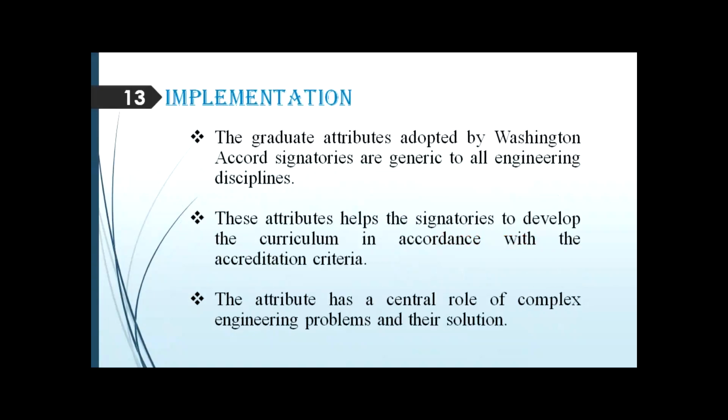Now, there are some graduate attributes adopted by Washington Accord signatories, which are generic to all engineering disciplines: electrical engineering, electronic engineering, computer systems engineering, petroleum engineering, all the engineering disciplines. These attributes help signatory countries like the US, UK, Canada, Australia, New Zealand, Pakistan, Malaysia, and Peru to develop curricula in accordance with the accreditation criteria. These attributes have a central role.